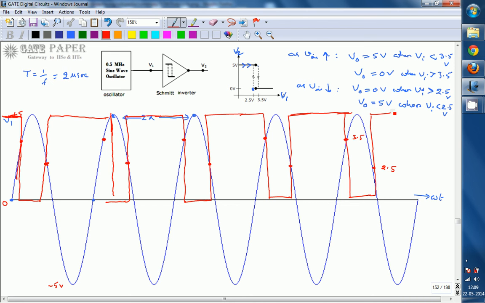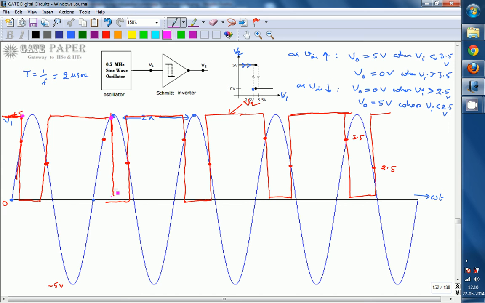Is this clear? This is the output of the Schmitt inverter. This waveform is V2, and the sinusoidal signal is V1. Now we are going to calculate the duty cycle and time period. Time period is one complete cycle, starting from this point and ending over here. The time period of the square waveform, the output of the Schmitt inverter, and the time period of the input signal are going to be the same.